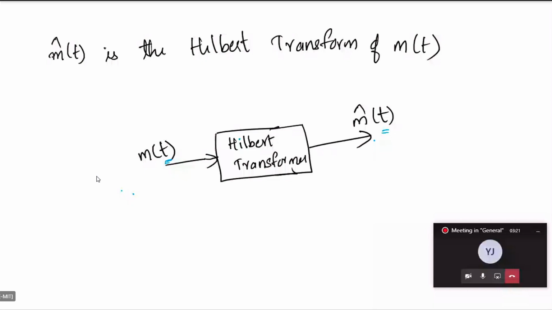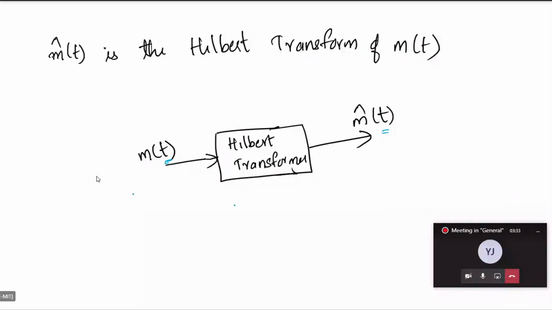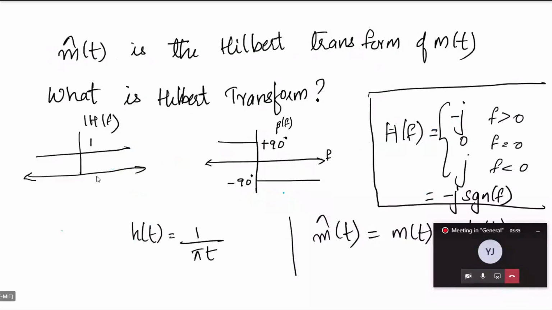So the Hilbert transformer is not doing that. So what is the Hilbert transform? M cap t is the Hilbert transform of M of t. The Hilbert transformer, this black box, has a transfer function like this: 1 for all the frequencies, and the phase spectrum is plus 90 for negative frequencies and minus 90 for positive frequencies.